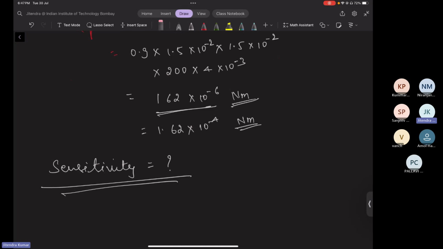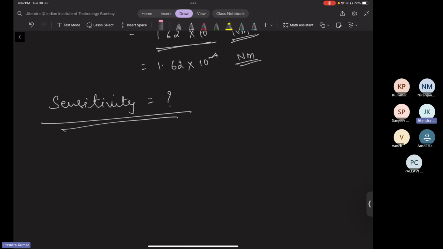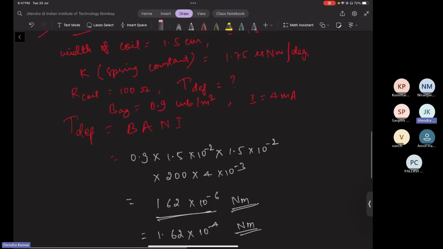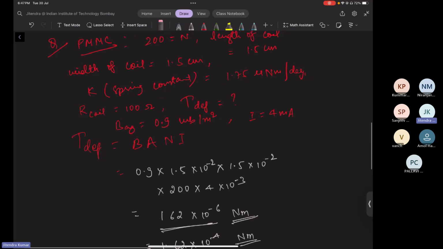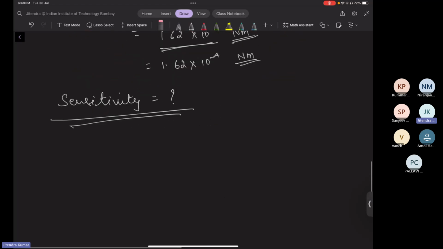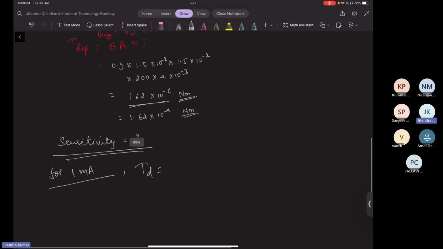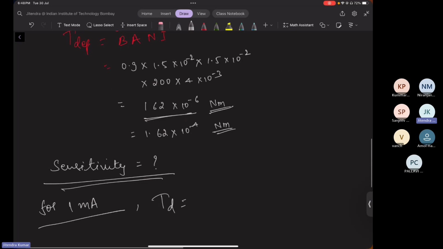Let's suppose we will calculate the deflecting torque for 1 milliampere first, and we will calculate the deflection. We have this much data, so can we calculate the deflection of the pointer, how much it will deflect from its origin? So for 1 milliampere, because all these instruments will have a very small amount of current, that is why I am considering milliampere. Otherwise, for high current instruments, you should consider ampere. So for 1 milliampere, the deflecting torque will be the same, just in place of 4 milliampere, we will have 1 milliampere.